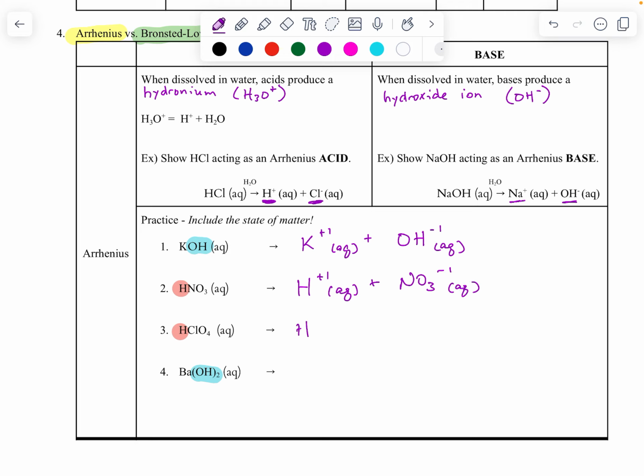So really all we're doing is taking the hydrogen and isolating it, or the hydroxide and isolating it if it's an Arrhenius base, and just splitting it up. So here we have a +2. Now, because that barium is a +2 ion, that's why you see there's two hydroxide ions here. To make sure this is balanced, I know that barium hydroxide, this base, will actually create two hydroxide ions.